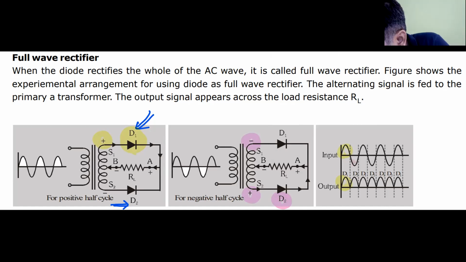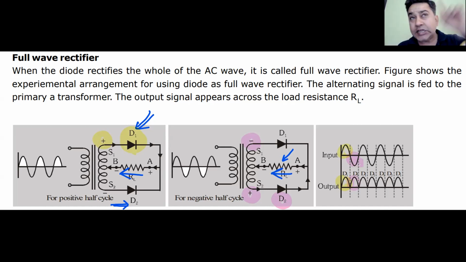And therefore, this negative cycle part here will come over here, because the current in the final circuit always flows in the same direction. As you can see, the direction does not change. This is the final resistor. In the first case, the current was flowing like this. In the second case, also, current is flowing like this. So the direction of current has not changed. In the first case, it was through diode D1. In the negative half, it is through diode D2. So I have converted AC, the full wave, into DC. Do we understand this? Yes, sir.